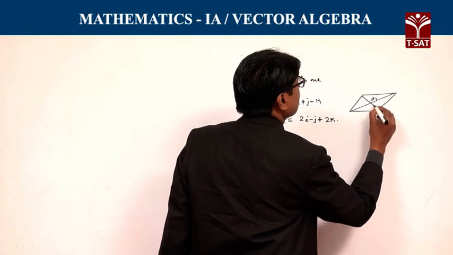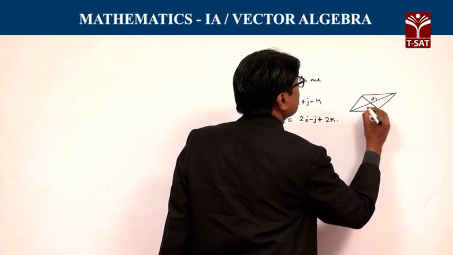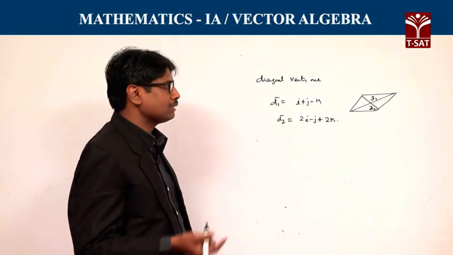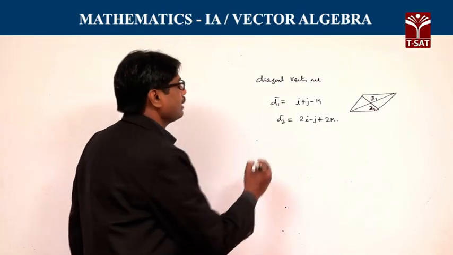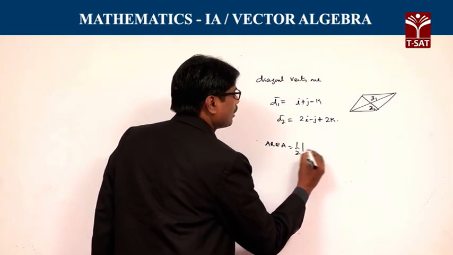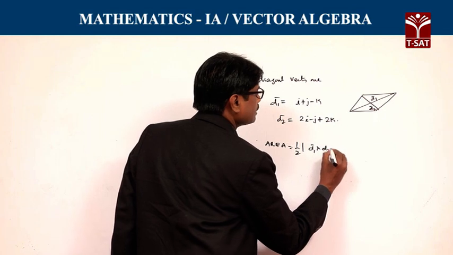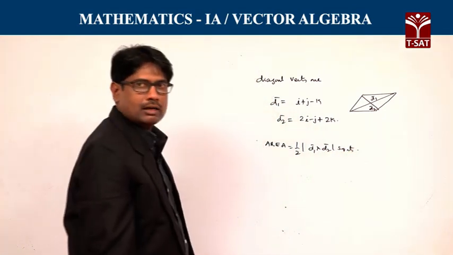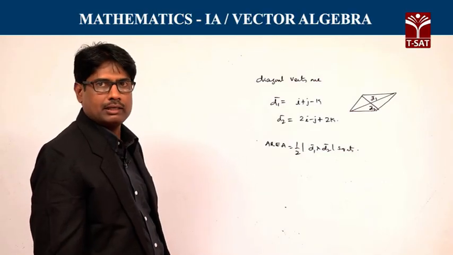d1 bar and d2 bar. Just now we have discussed the area of the parallelogram with diagonals d1 bar and d2 bar. The area will be equal to 1 by 2 times the modulus of d1 bar cross d2 bar square units. First calculate the cross product of d1 and d2, then apply the area.